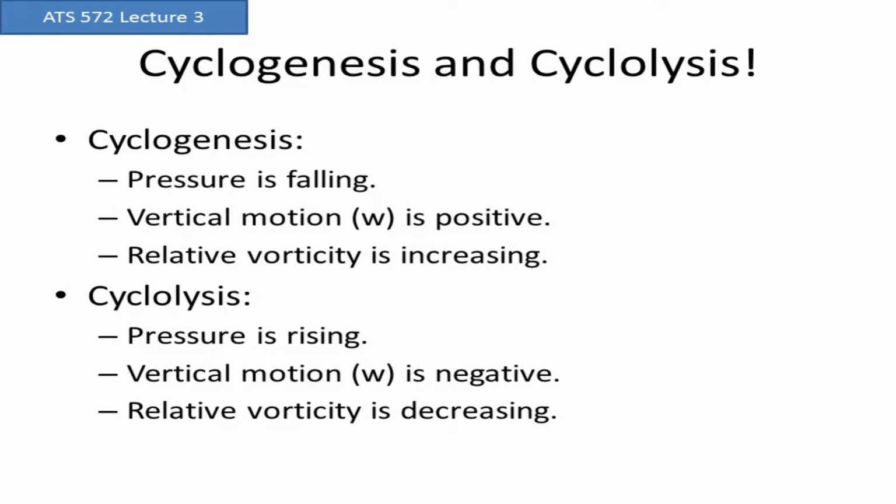Cyclolysis, on the other hand, would be pressure is rising, vertical motion W is negative in Cartesian coordinates, omega would be positive in isobaric coordinates, and relative vorticity is decreasing. By that, we mean moving to the left on the number line. So an anticyclone is getting stronger, a cyclone is getting weaker.